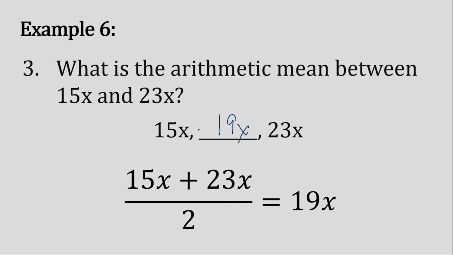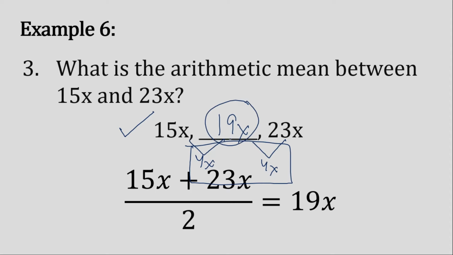Now let's try to check this. 19x minus 15x is equal to 4x. 23x minus 19x is equal to 4x. So we have 4x as our common difference, and that makes this sequence an arithmetic sequence. And 19x is the arithmetic mean.